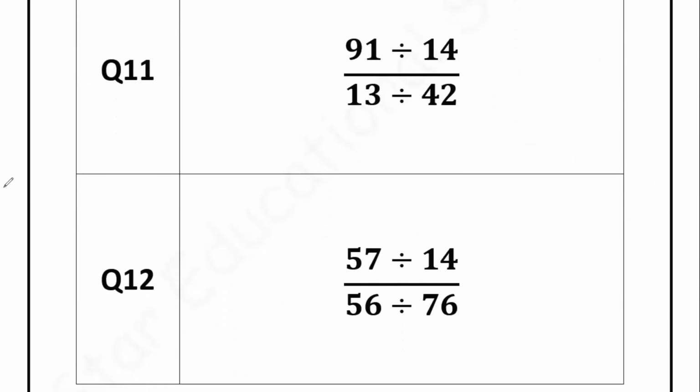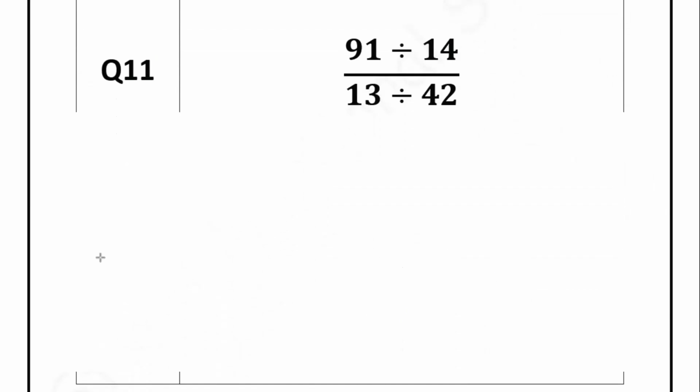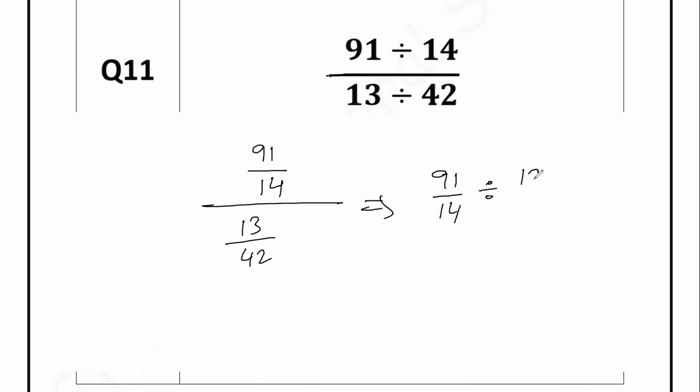11. So 91 divided by 14, I can write down this way. This again is a bigger division sign. So first, let's go step by step. So that is 91 over 14 divided by 13 over 42. Then the next step is flip it. So 91 over 14 into 42 by 13.